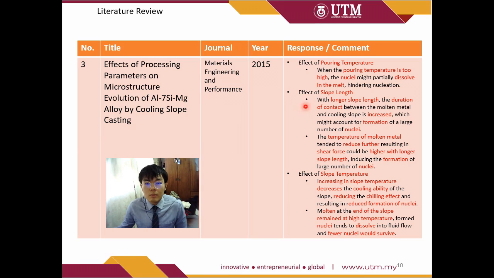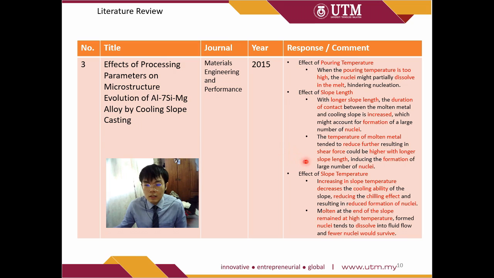Here is the summary of the paper on the effect of pouring temperature, slope length, and slope temperature. When the pouring temperature is too high, the nuclei might dissolve back into the melt, hindering nucleation. When the slope length is long, the duration of contact between the molten metal and cooling slope increases, which might account for a large number of nuclei formed. The temperature of molten metal tends to reduce further along the cooling slope, resulting in higher shear force, which might also account for a large number of nuclei.